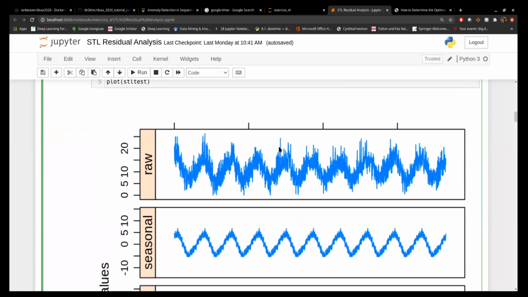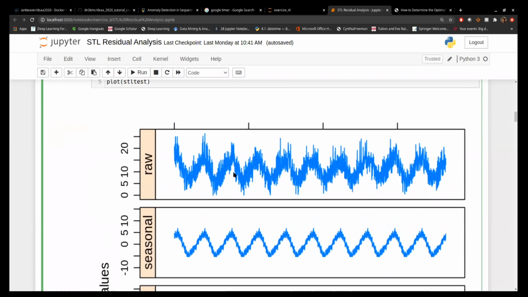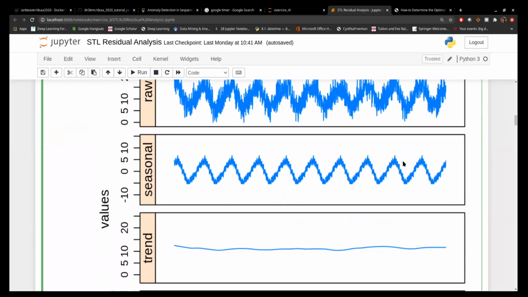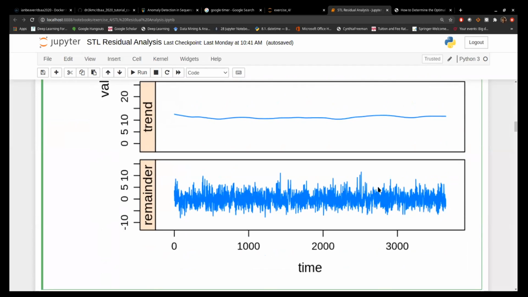So here I plot the STL components. The original time series is up here, it's called raw. Then we have the seasonal component, the trend component, and the remainder component. Notice how the remainder component looks a lot more stationary. This is the kind of stuff we want to actually use in a lot of our anomaly detection methods.